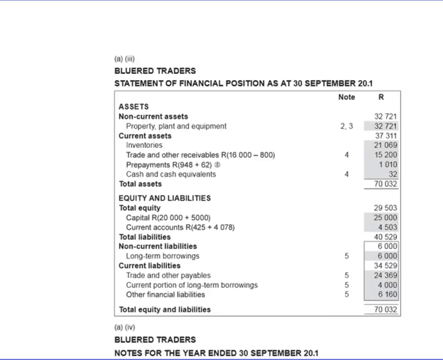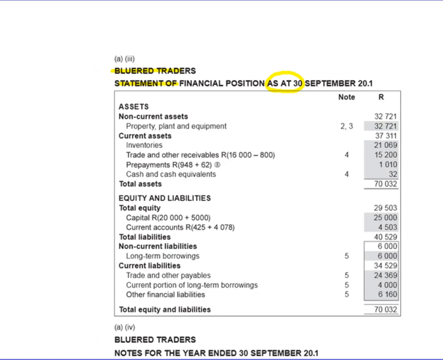So here we're going to start. Statement of financial position. It's now as at 30th of September. It's not for the year ended. It's a financial wealth concept, a position concept. Again, the name of the company or partnership, sorry.